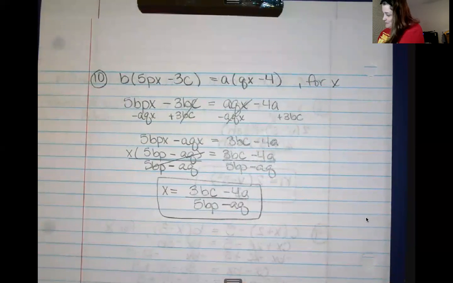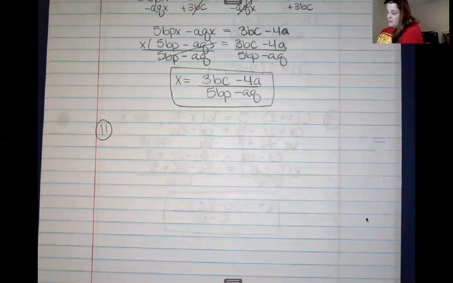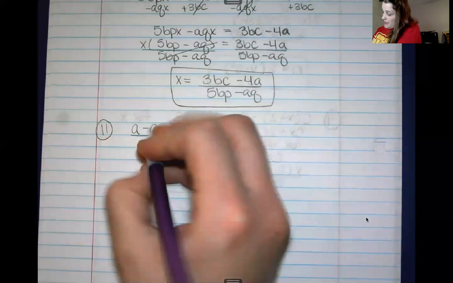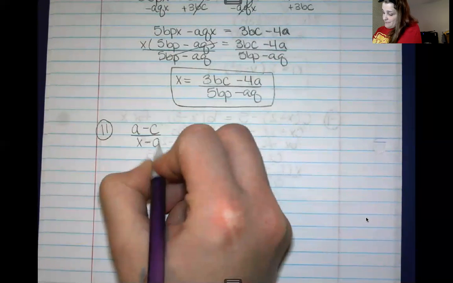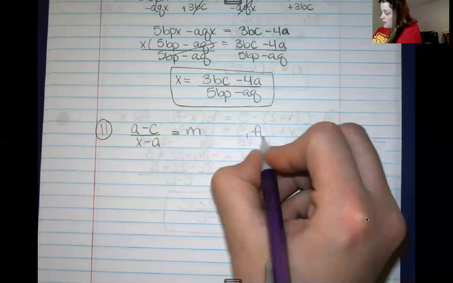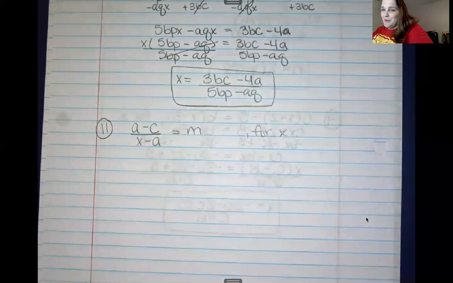Okay, one more. a minus c divided by x minus a equals m, and we're going to solve for x. Okay, x is a very popular thing to solve for, but it will not be the only thing you solve for. Hence the first problem, we did not solve for x. There was an x in the problem, but we didn't solve for it.